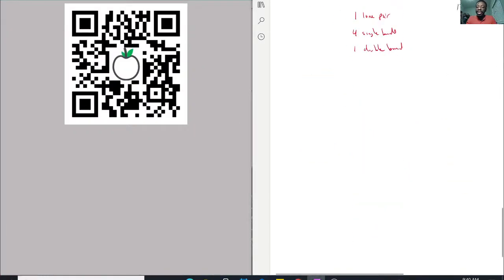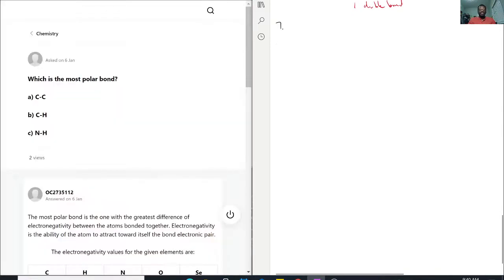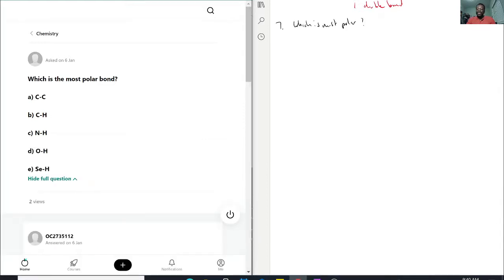So let's move on to question number 7. Which is the most polar bond? For this type of question, to find out which is the most polar, we just compare the electronegativity. It's almost word for word asking, what is the electronegativity difference between these atoms? I don't even have to look at the periodic table for this one. It's a carbon and a carbon. The electronegativity difference is 0, so this is going to be the least polar bond.